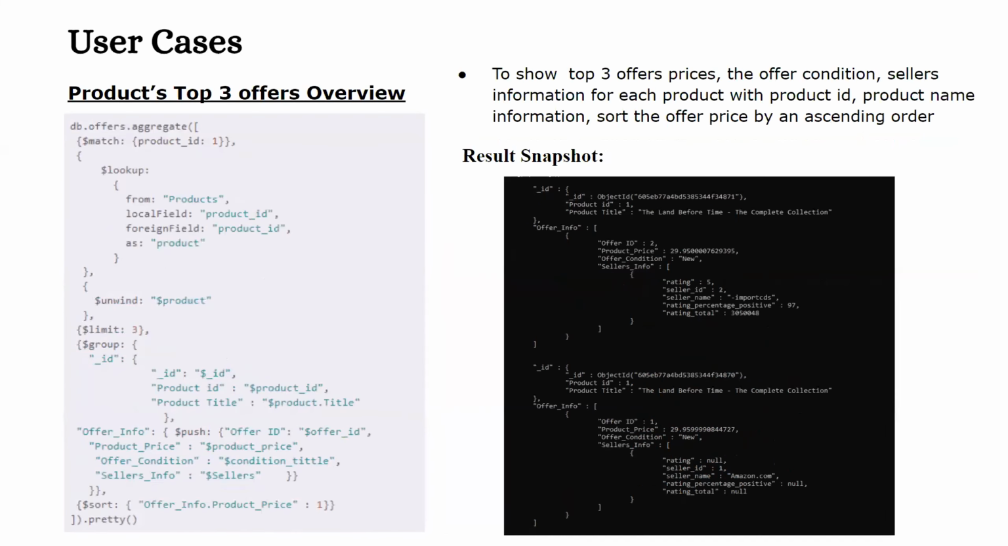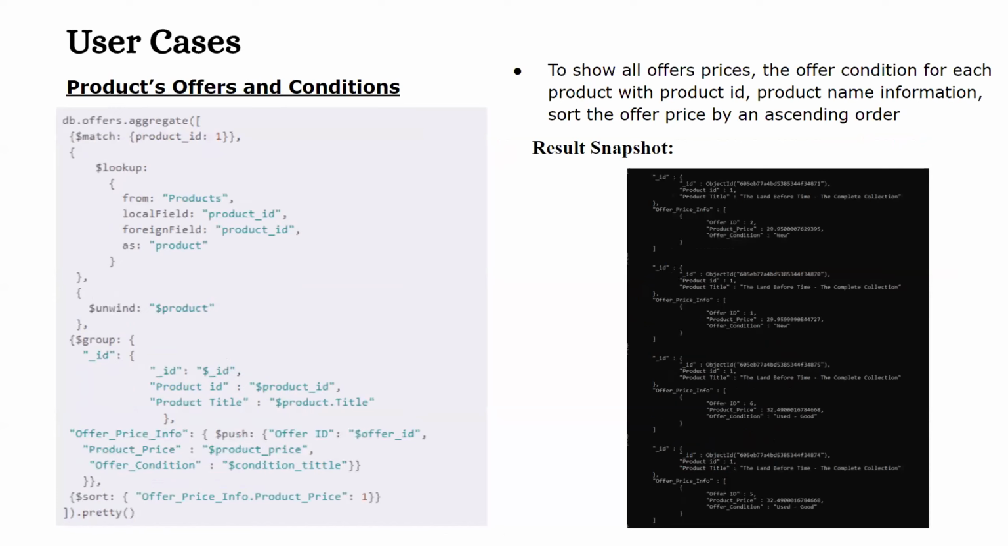Next, please. Product's top 3 offers overview shows the product information and the top 3 offers with seller information. Here we have product ID 1 as an example, sorting offer price in ascending order. Next, please. Product's offers and conditions shows the product information such as product ID and title with all the offer prices and conditions, also sorting offer price in ascending order. Next, please.